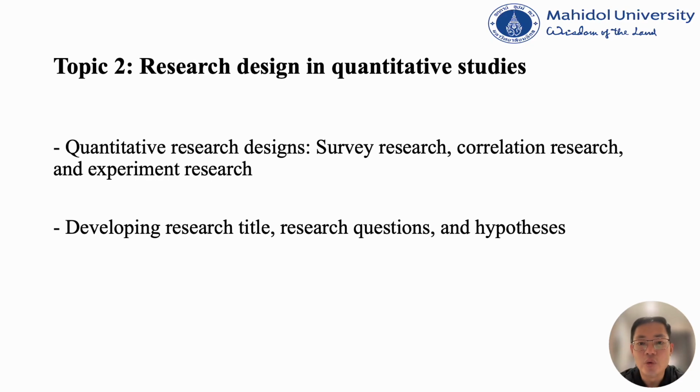In this session, we will first introduce the three main designs used in quantitative research. Survey research helps us describe trends or patterns within a population. Correlational research investigates relationships between variables. Experimental research goes one step further to test for causal effects. After that, we will continue to the practical aspects: how to create a good research title, how to write focused questions, and how to develop testable hypotheses. These steps will guide your study from start to finish.